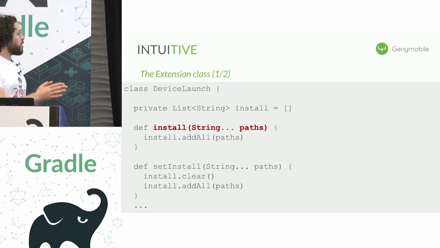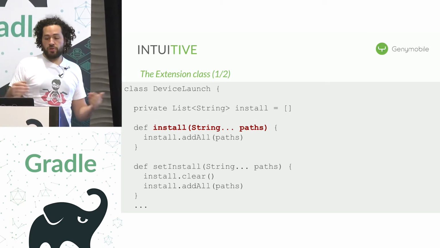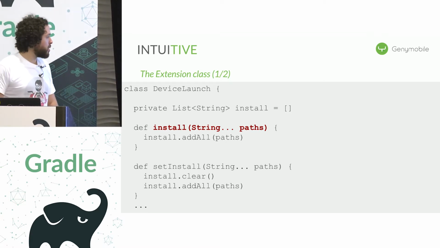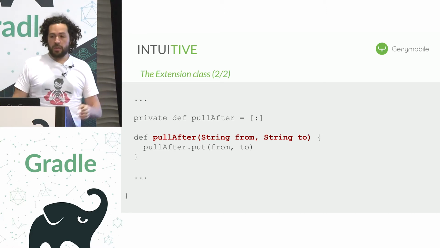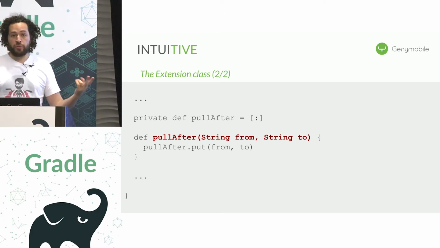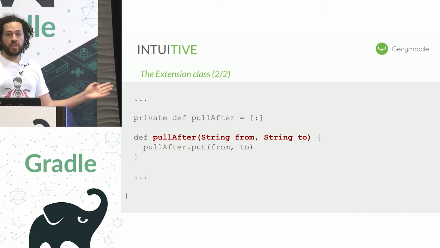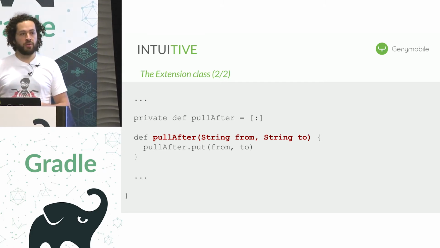Install will be, on the device launch, a method taking a series of paths, and these paths will be added into just a list of install paths. And pull after will be, again, a method getting two parameters, from and to, and put in a hash map. Okay? Just this way, you change your DSL to make it smoother and easier to use.